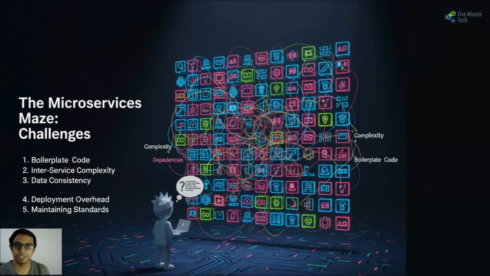So, the microservice maze has challenges. It is a lot of services. It has a lot of boilerplate code. Service complexity and data consistency are required. Deployment overhead is there, along with maintaining the standards across all the services. So this entire boilerplate code, complexities and dependencies add a lot of overhead, which can be solved through AI generated code.